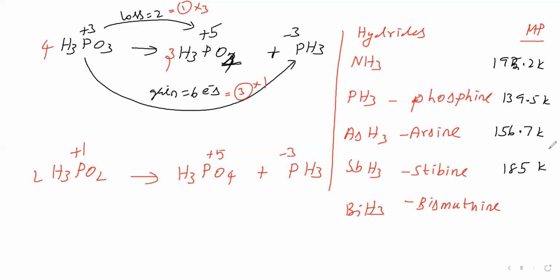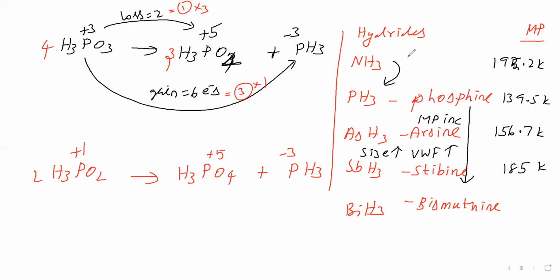Melting point depends on the extent of close packing, because melting point means solid into liquid. Now if you see how the melting point changes, the melting point increases as we go down. Why? Because the extent of close packing increases, and also down the group size increases. Therefore van der Waals force of attraction increases. Therefore melting point increases.